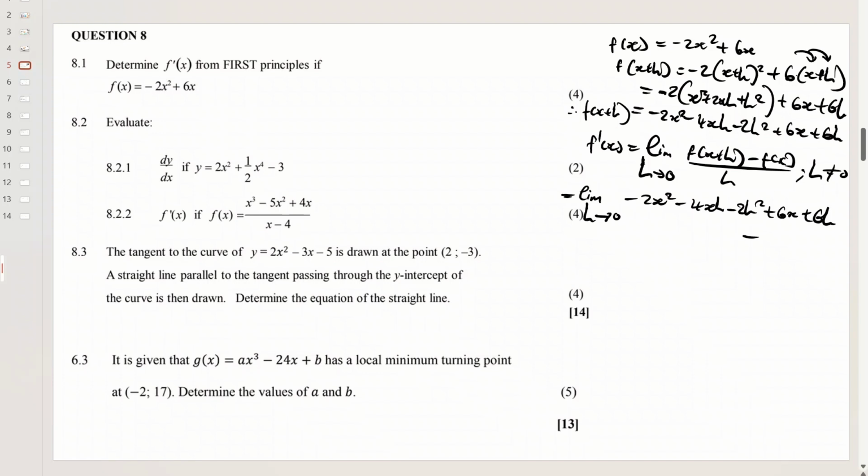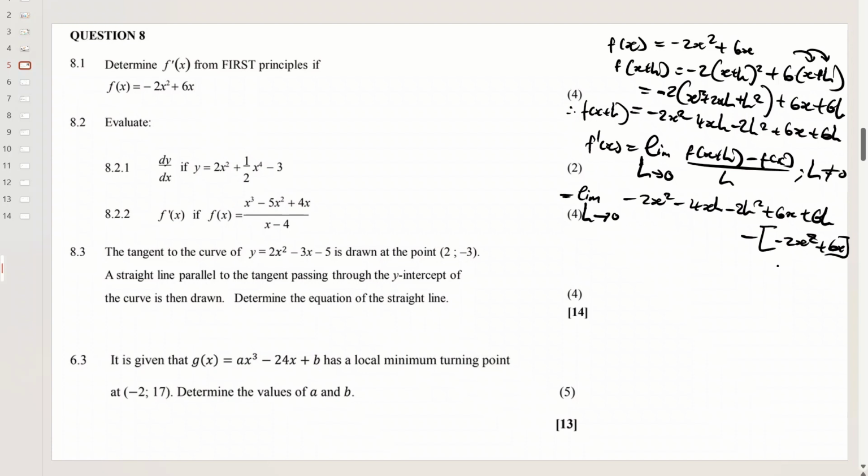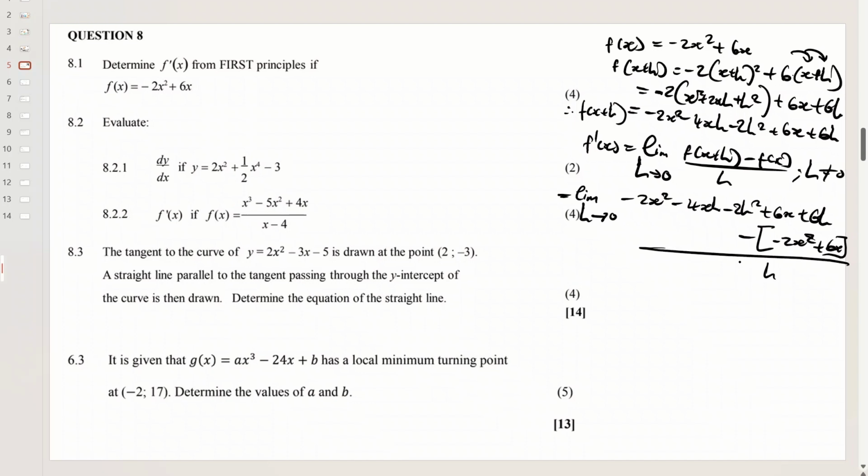Minus 6x, minus what? Your original function, protect. So everything divided by what? By h. So you know we don't like wasting time. It means now this part and this part we'll have to cancel after distributing the negative inside the bracket. So now the 6x and the negative 6x, they're going to cancel.